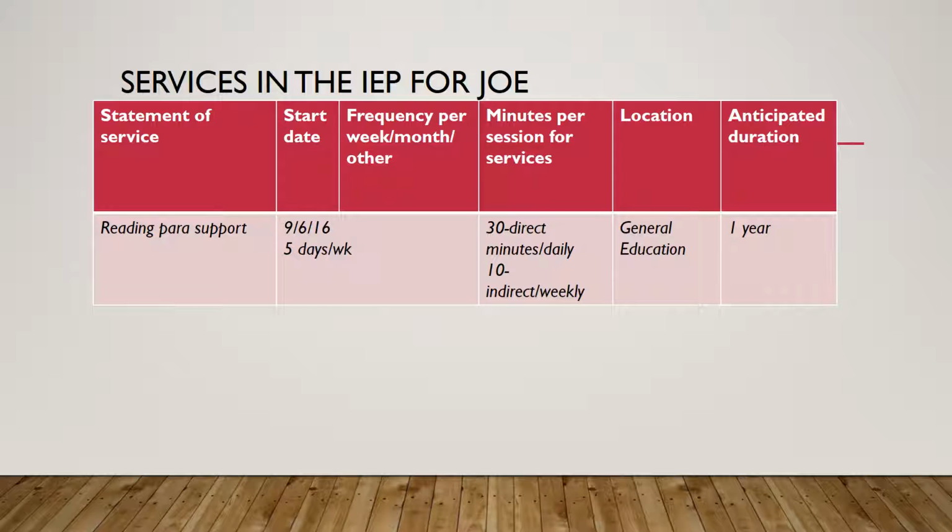If we added a second row here, we would say reading services 5 days a week, and we might put 60 minutes because we could see in that LRE statement that his learning disability is intense enough in the area of reading that he needs some small group instruction as well. That means the location will say special education. So there can be several types of services directly related to reading, but you can see how they would change depending on what is being provided.